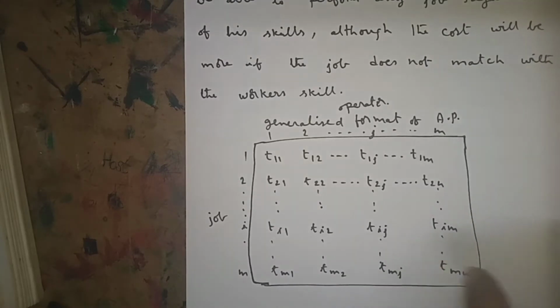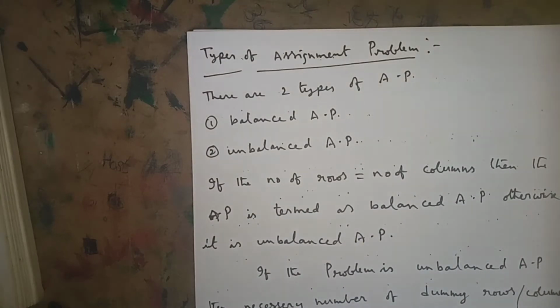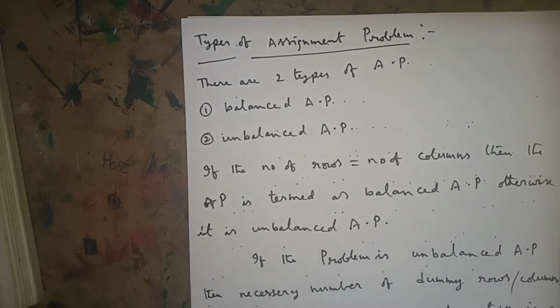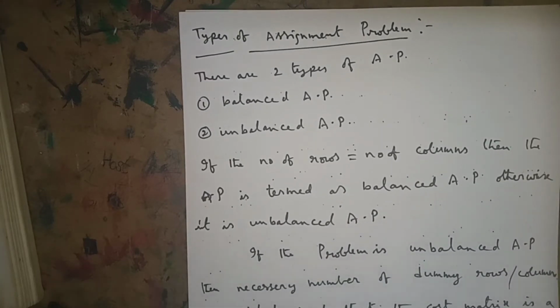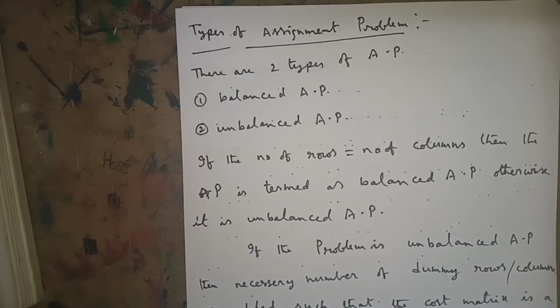Now next, how many types of assignment problems are there? There are two types of assignment problem. Number one is balanced assignment problem. The second one is unbalanced assignment problem. When will you say it is a balanced assignment problem? If the number of rows in the given AP is equal to the number of columns, then we say that it is a balanced AP. Otherwise, it is unbalanced.